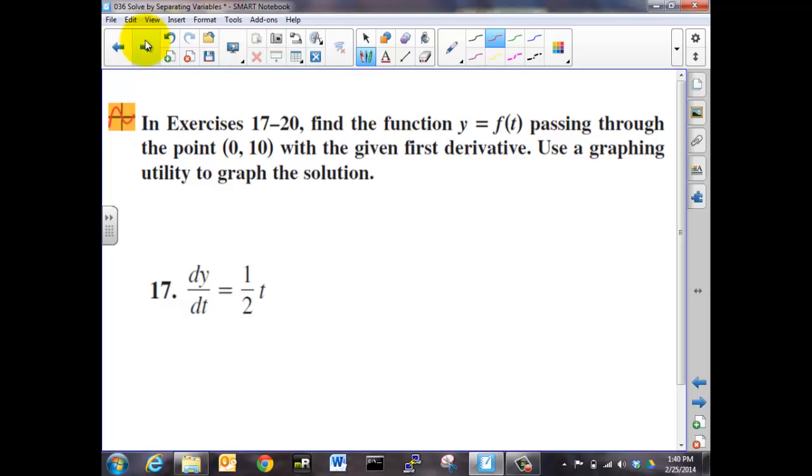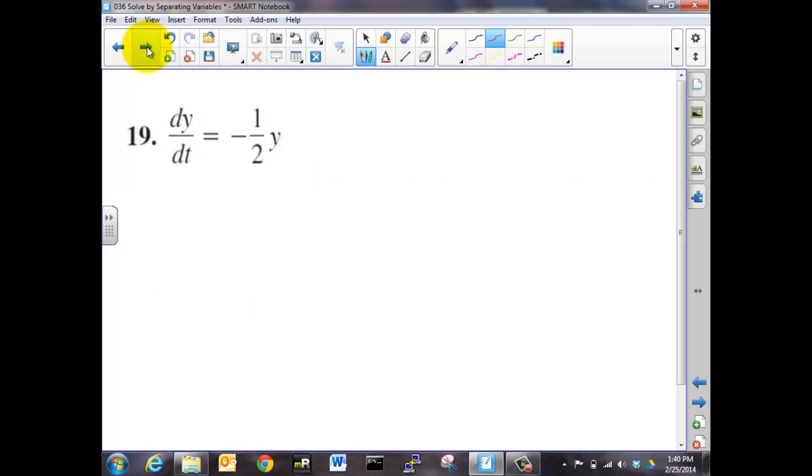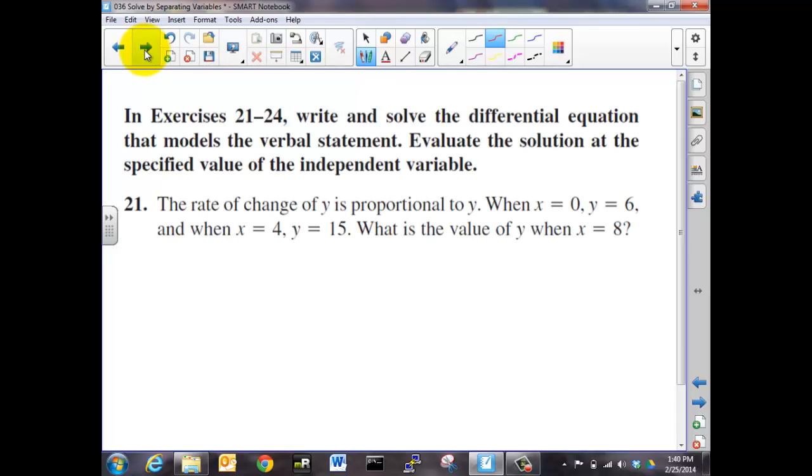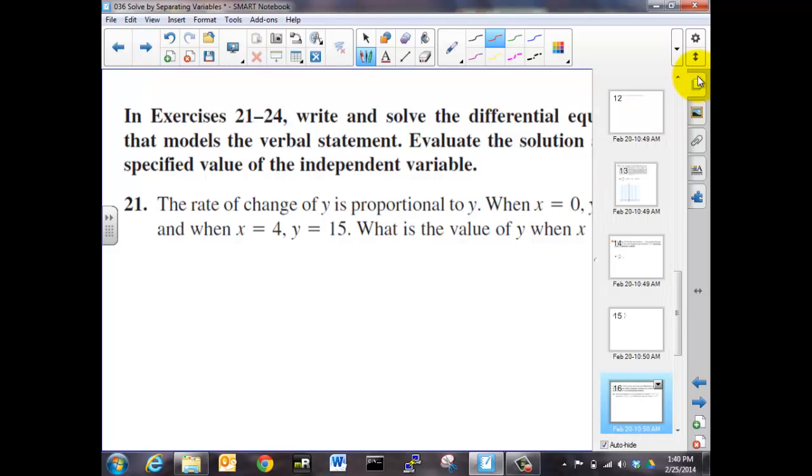In exercise 7.2, find that y equals f of t passing through the point 0, 10 with the given first derivative. Use a graphing utility to verify. You can do that. I'm not going to waste our time there. Where's the one I'm looking for? This has more words in it. So I'm all the way to 16, all right?